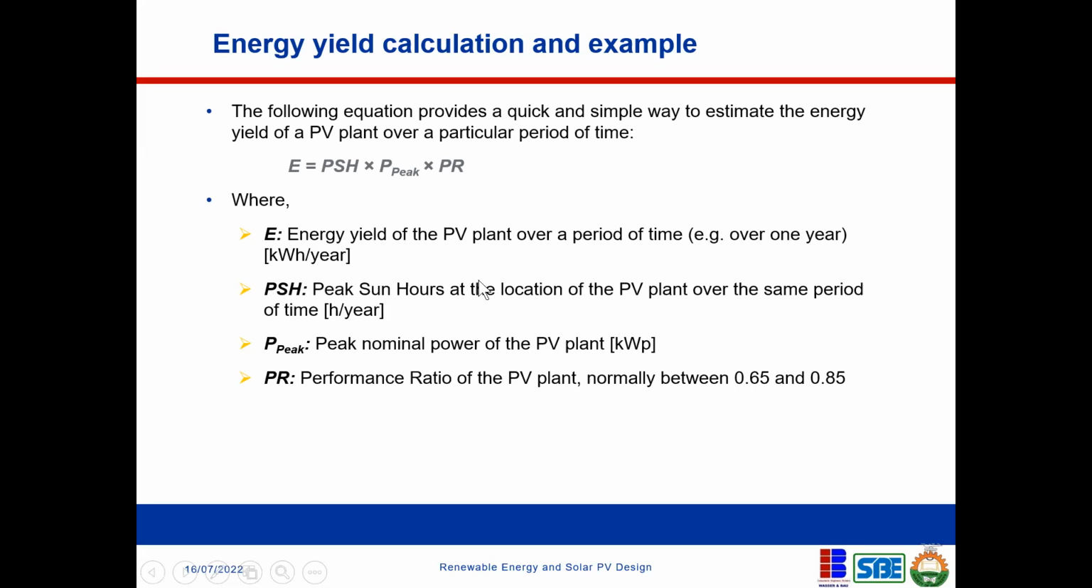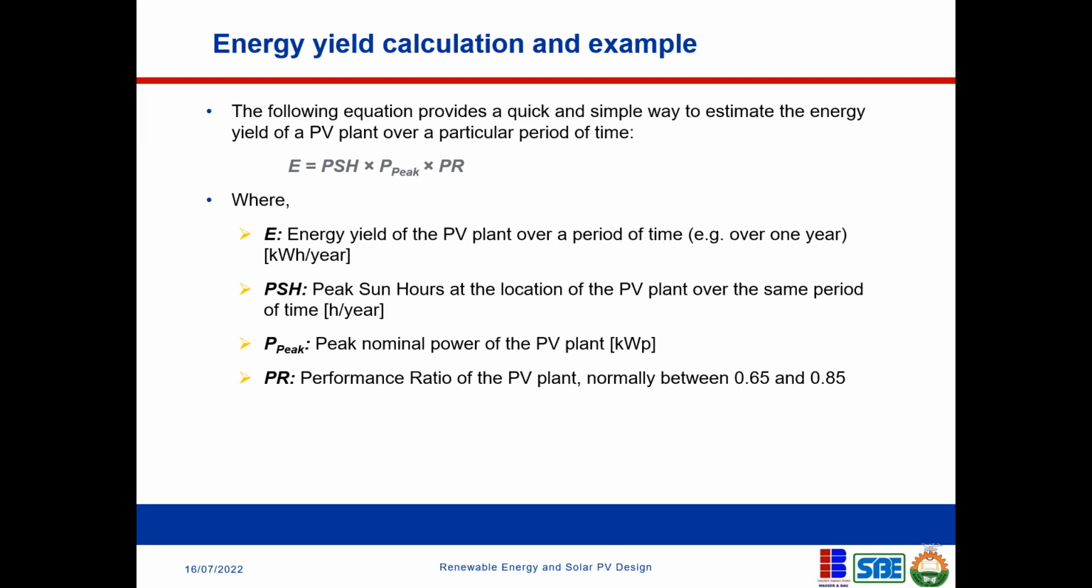The peak sun hours is the amount of sunlight that you're going to get in a day, assuming that the sun is at 1,000 watts per meter square. So this peak sun hours is based on the assumption that the sun is out at 1,000 watts per meter square. We may not have it in Nigeria. We may have about 500 watts per meter square in Nigeria.